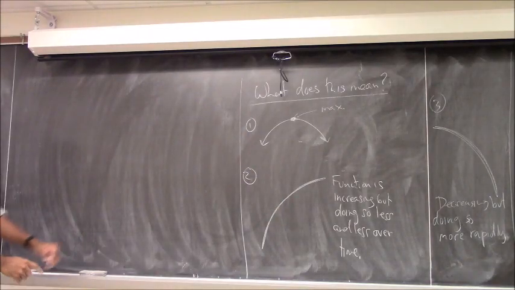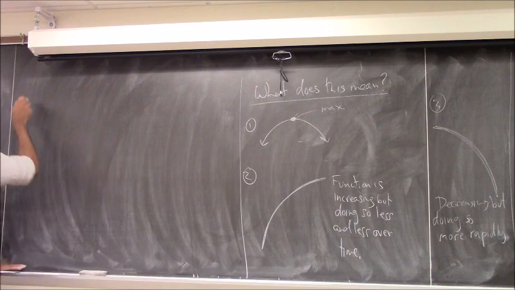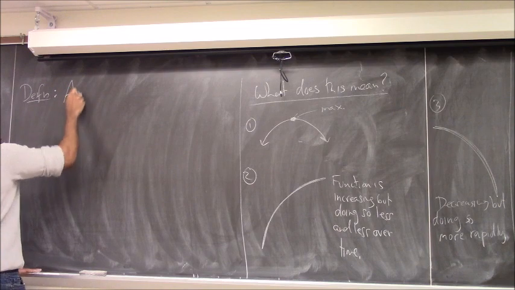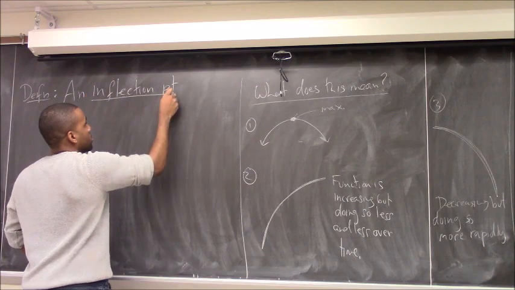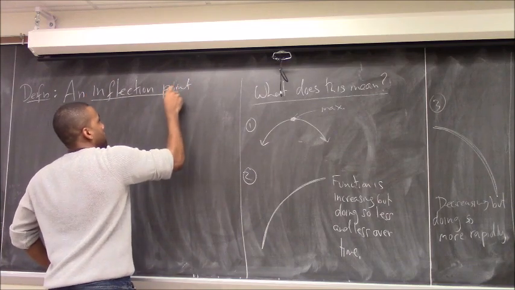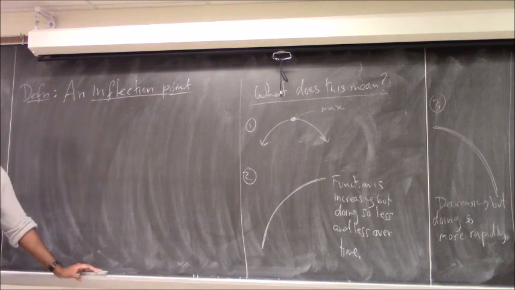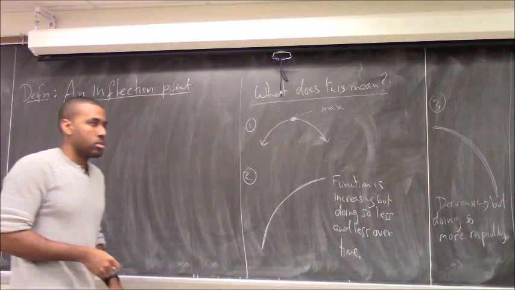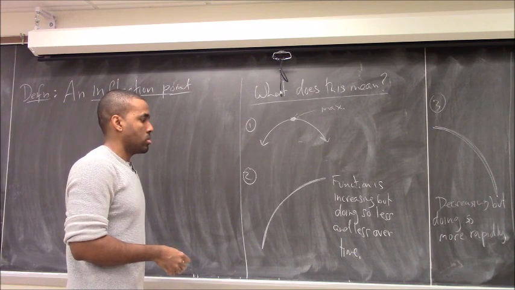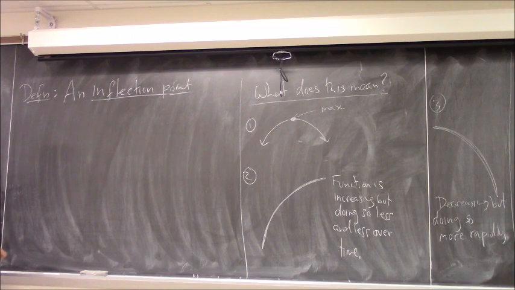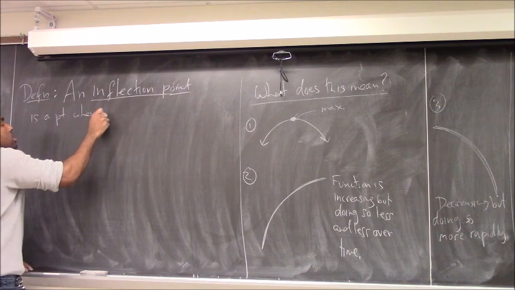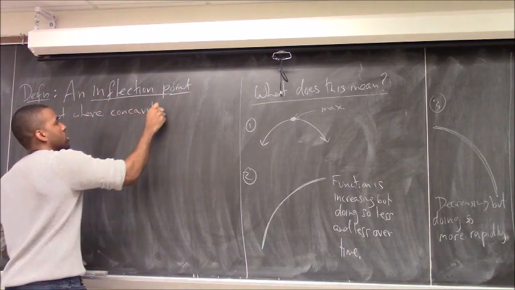There's an important idea that can come out of this, and that is the idea of a so-called inflection point. Does anyone know what an inflection point is? It's when it switches direction between like convex and concave. Concave up and concave down. Yes, it's when the concavity switches on you. An inflection point is a point where concavity switches.